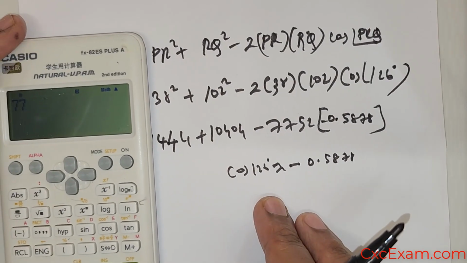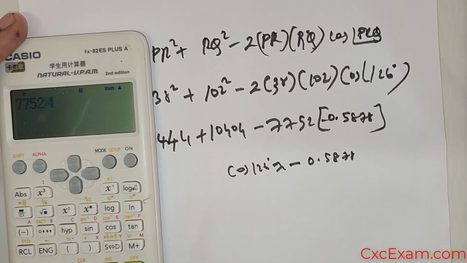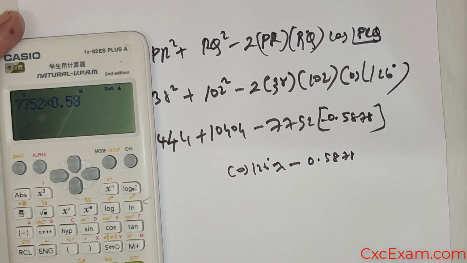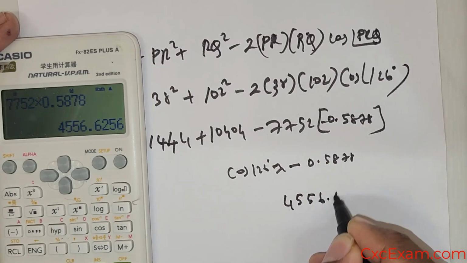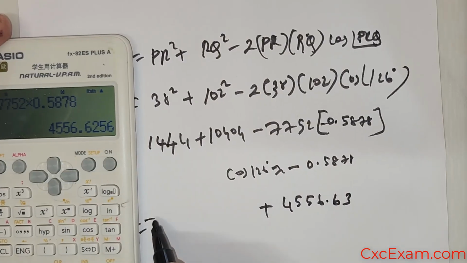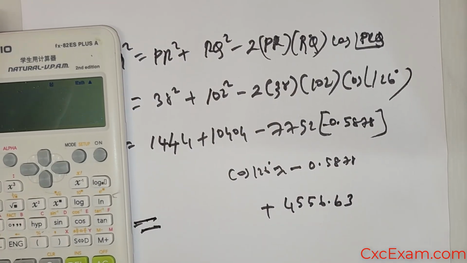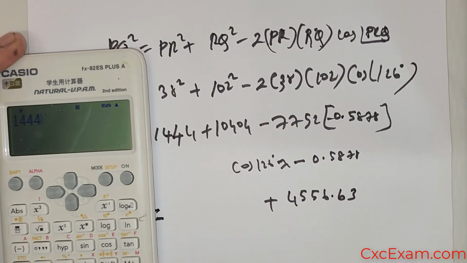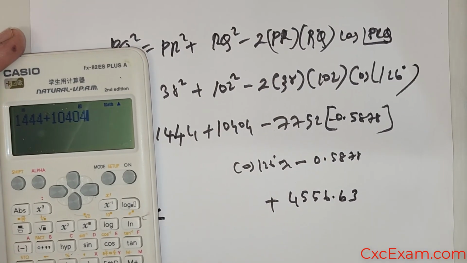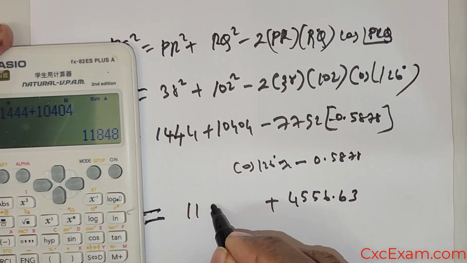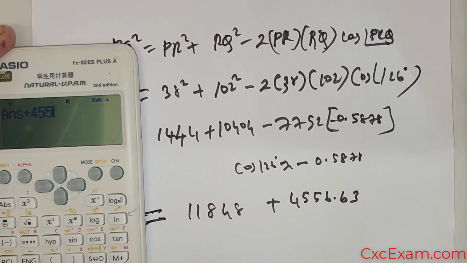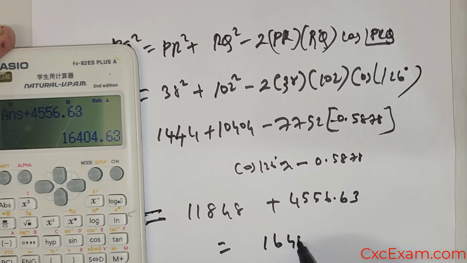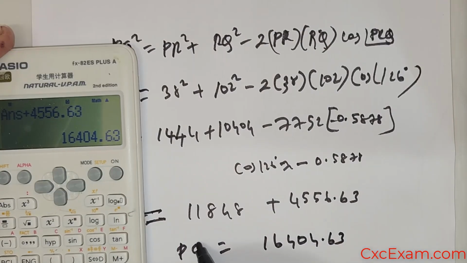So 7752 multiplied with 0.5878 gives you a value of 4556.63. Now I need to add all of this. 1444 plus 10404 gives me a value of 11848, plus 4556.63. This is 16404.63. This is my PQ squared.